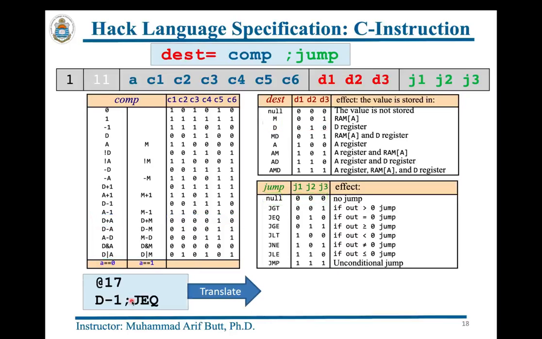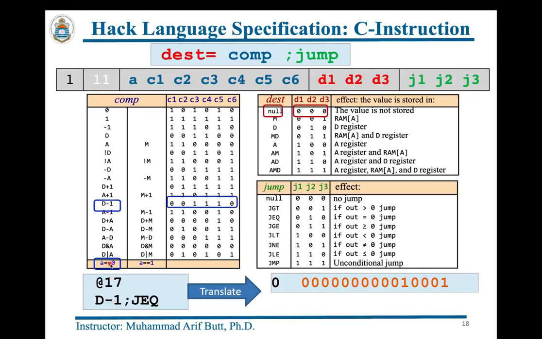Let's see another example, and let's try to generate the machine code for @17 first. So it's very simple. This is an A instruction. So we have a 0 over here, and this is the 15-bit binary equivalent of the constant 17. For the next instruction, the computation is D - 1, as shown over here. The destination is null, 0, 0, 0, and we know this is a jump instruction which says jump if equal, JEQ, and the 3-bit combination for this is 0, 1, 0. So finally this is the 16-bit binary code for this assembly instruction.